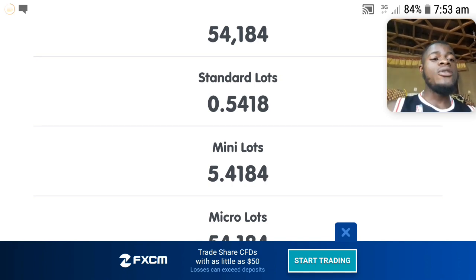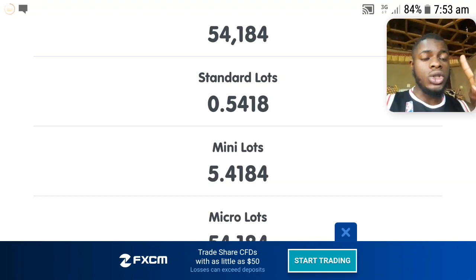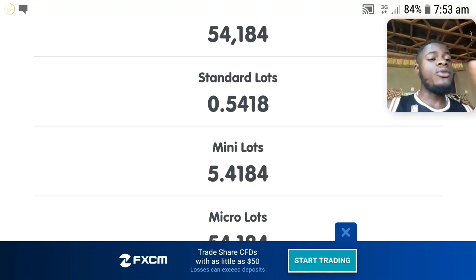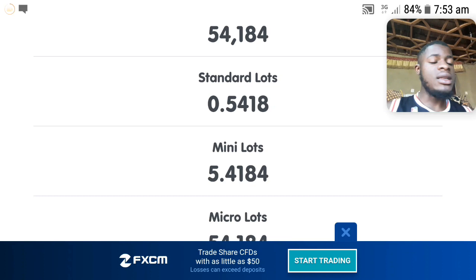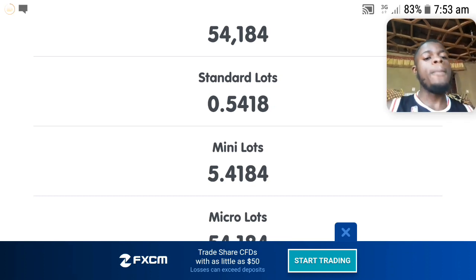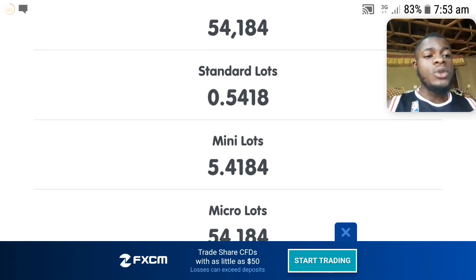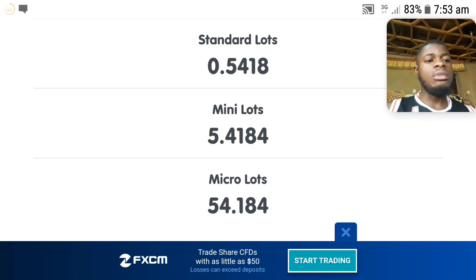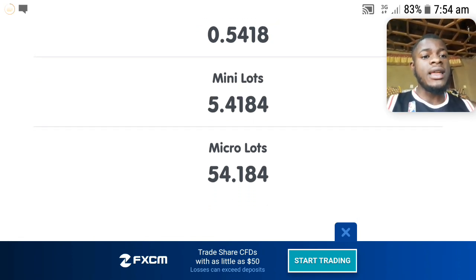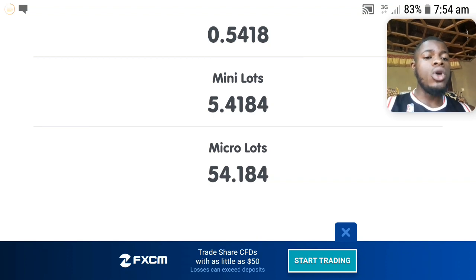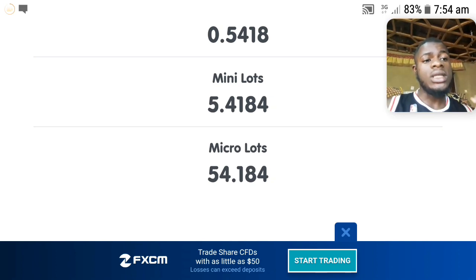So if you have to enter with just one position, you just enter with 0.54. Maybe that's how you're going to enter. But if you have to enter with multiple positions, it means you have to break it down. If you're breaking it down, you can enter 5 times on a minimum lot. That is 1 minimum lot, 2 minimum lot, 3, 4, 5 minimum lot, just like on GBP USD, the way I explained.